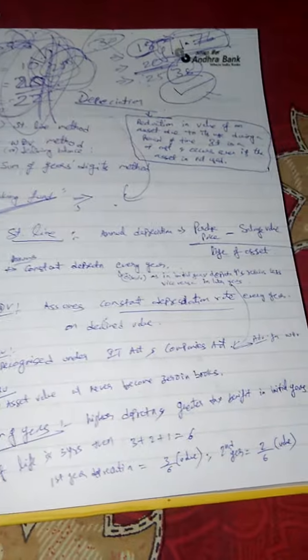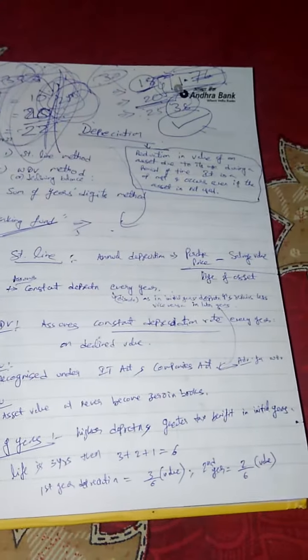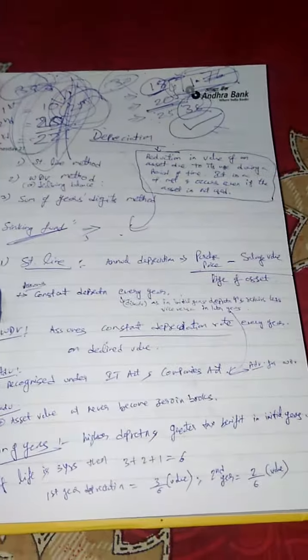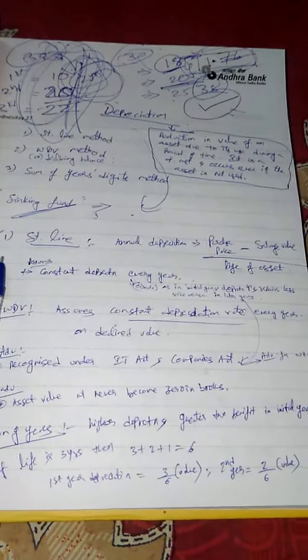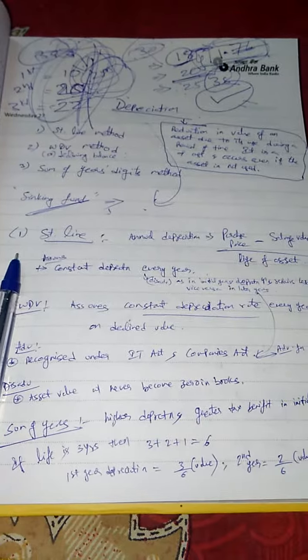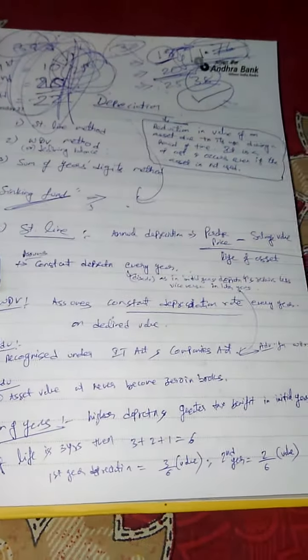Clear? And remember that depreciation is always a book entry. Actually the money is not going out of the system, only in the books the asset value is being decreased by way of depreciation, but the money remains in the system. There is no actual cash outflow. Clear? Okay.